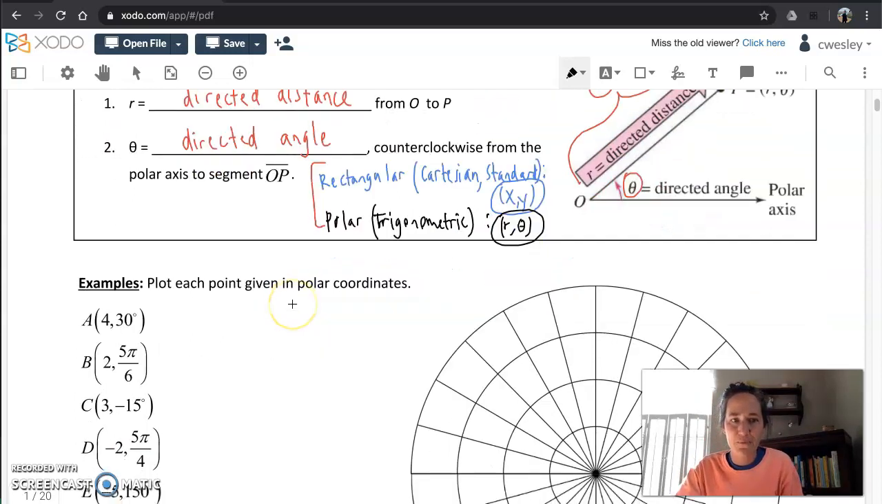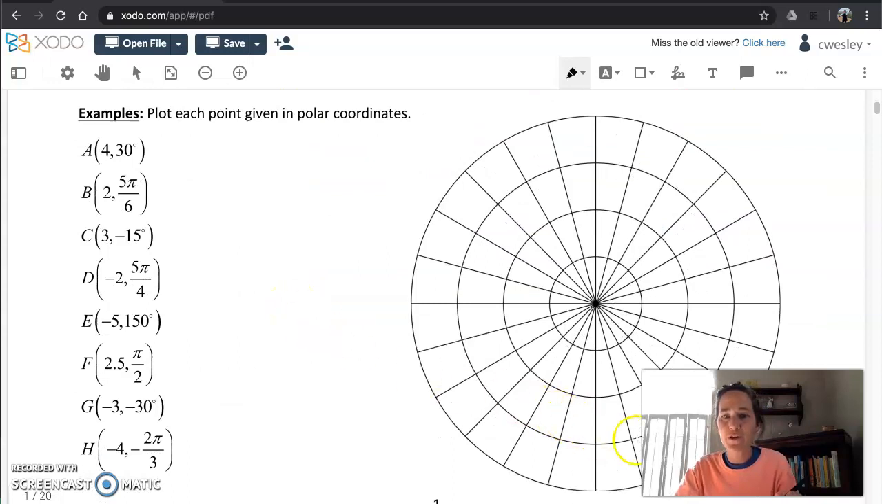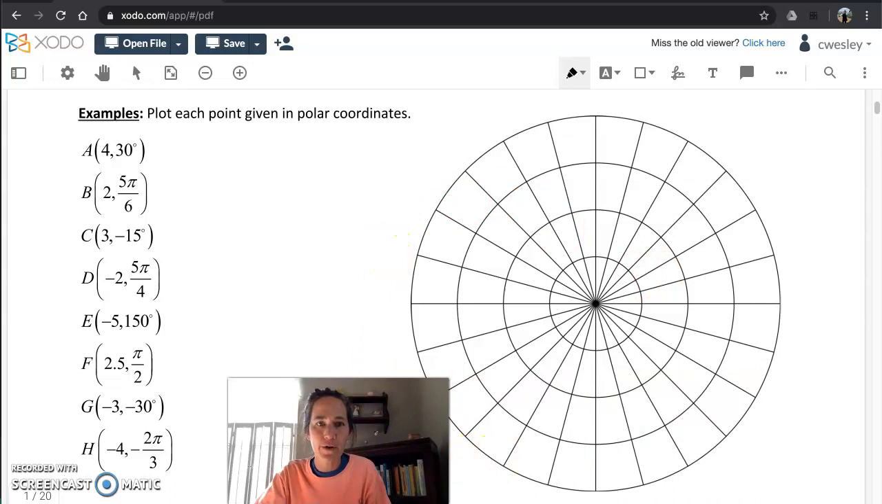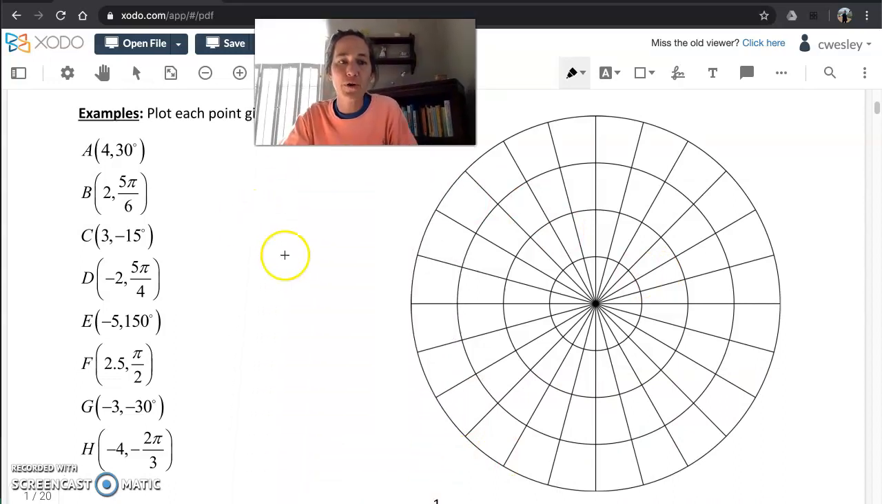Now, like I said, the fun part begins. It says examples. We have a huge circle here. I gotta hide because I'm always blocking part of it. It says to plot each point from A down through H, and they're given in polar coordinates. So what that means is each time you see something like 4 comma 30 degrees, you're given a radius and you're given a central angle theta.